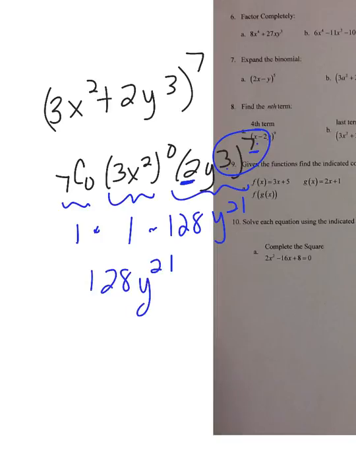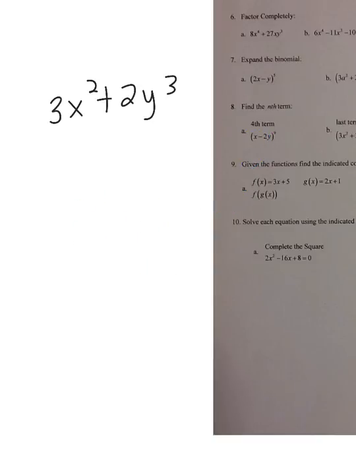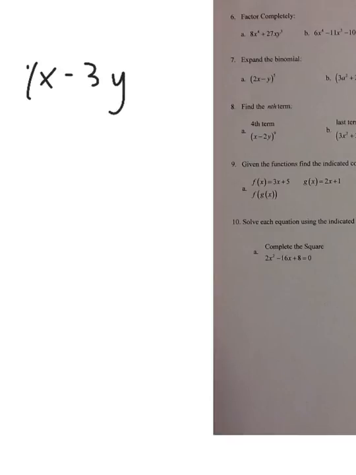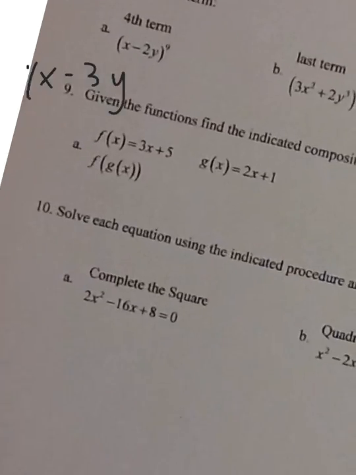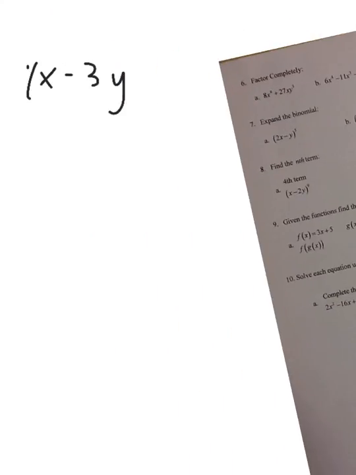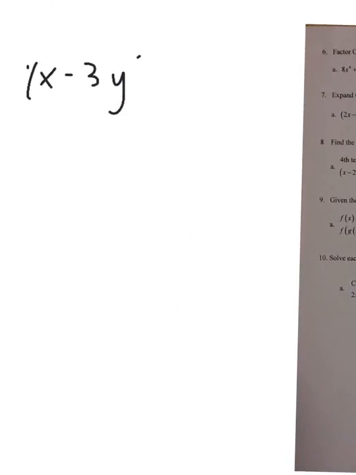All right, let's take a look at 8c. Okay, so 8c is, let's see what we have here. Okay, so 8c is (x minus 3y squared) to the 6th power. Sorry, squared, I can't see it.